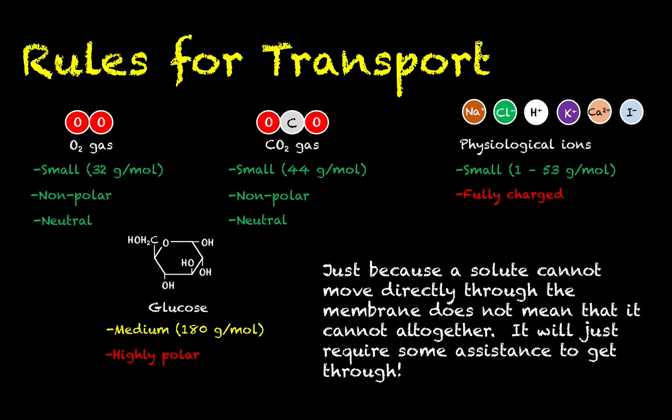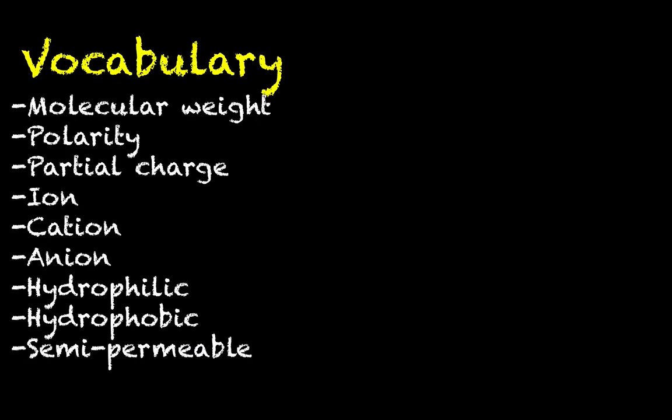But in the case of ions and polar substances like glucose, you have to remember that for now we are just talking about moving molecules directly through the membrane. Just because a solute cannot move directly through the membrane, that doesn't mean that it's never going to move through the membrane at all. What it will mean is that polar substances like glucose or ions, if they are going to move through the membrane, just can't do it directly. They're going to need some kind of assistance to get through, and we will talk about that kind of assistance in the next video.